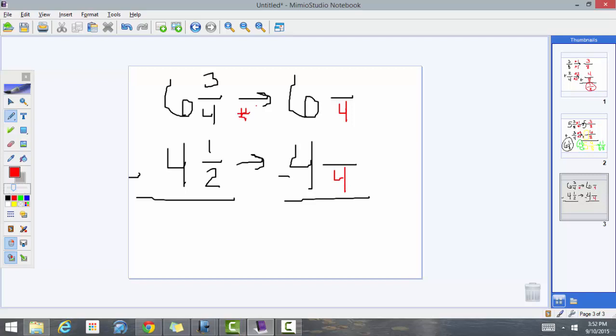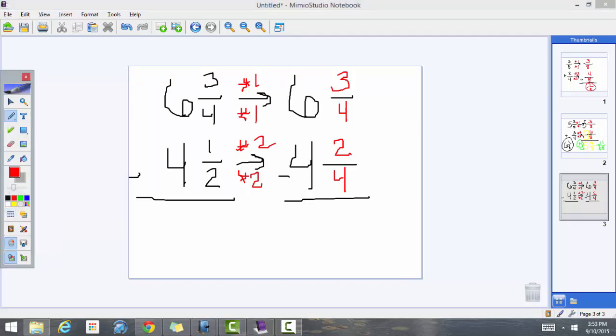Keeping in mind what you do to one side, you have to do to the other. Since the top number never changed with their denominators, the numerator is not going to change either. We're going to have to do a little bit of work for this bottom one because the 2 became a 4. So 2 times what is 4? Well, it's 2. So what you do to the bottom, you do to the top, and 1 times 2 is 2. Now it looks like we're ready to subtract, and so let's subtract our fractions.